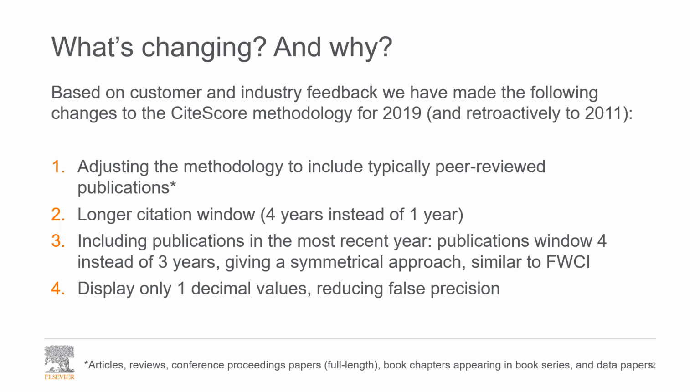And it also takes time for other people to see your paper, to track your papers, to cite your study, and then eventually they publish. So all this citation tracking takes years. That's why we prolong the citation window to 4 years instead of 1 year. So including publications in the most recent years, the publication window is 4 instead of 3 years, giving a symmetrical approach, meaning we will include all the publications from that journal from the 4 years divided by the citation period of 4 years. It displays only one decimal value, which will help to reduce false precision.